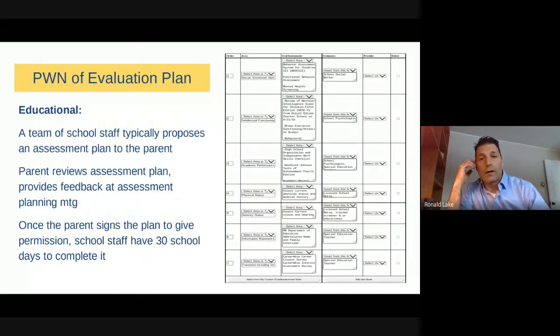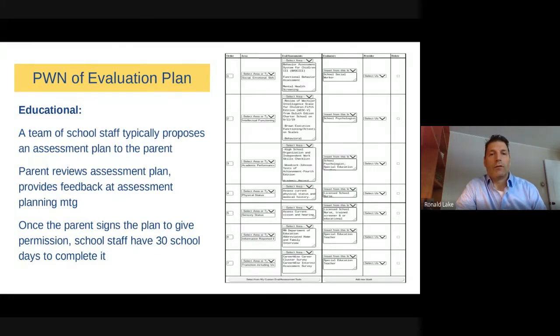Before we ever get started on an evaluation, we need to give the parent prior written notice, or PWN, that includes the evaluation plan. Typically that's developed by a team of school staff, and where we propose what assessments we're going to do during the evaluation. So there's an image here on the right.